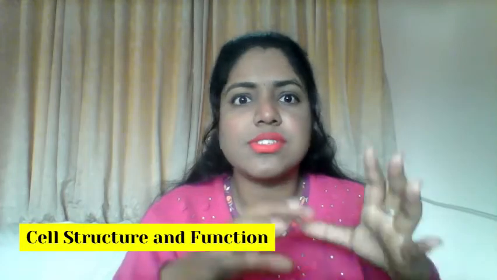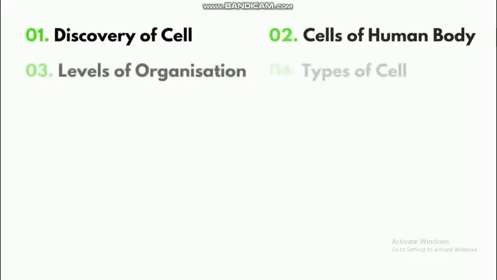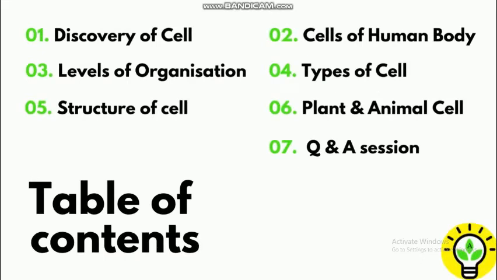So in today's class we will be studying what this cell is, what it looks like, what its structure is, how it functions, and how we humans are entirely made up of cells. Now before moving into the main video, let us look at the table of contents. These are the basic points that I will be discussing in today's video: discovery of cell, cells of the human body, levels of organization, types of cell, structure of cell, plant and animal cell, and finally the question answer session.